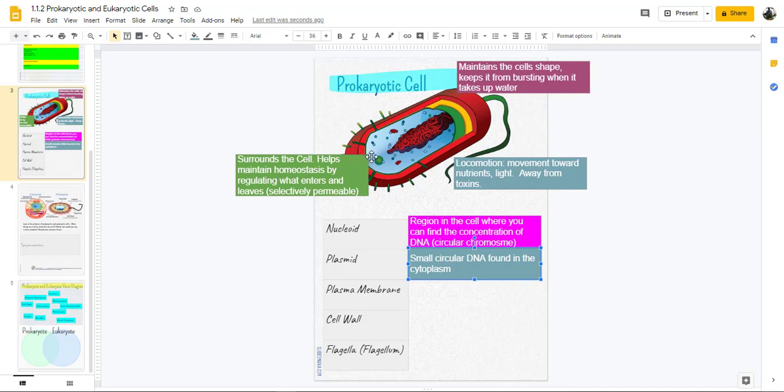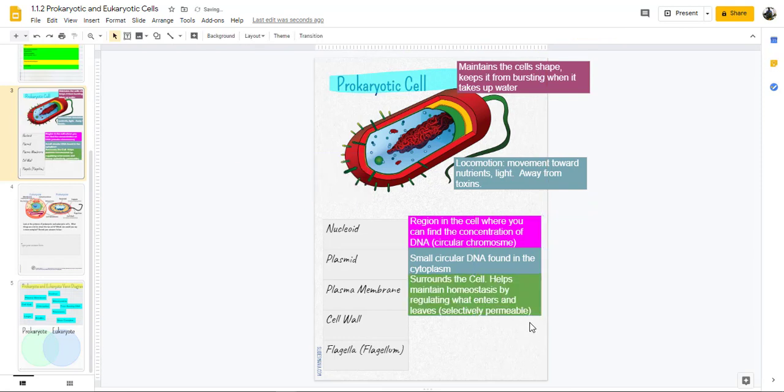So next, let's talk about the surrounding of this cell and every cell. So no matter what, if it's a cell, it has a cell membrane or a plasma membrane. And that plasma membrane is selectively permeable. It helps regulate what enters and leaves the cell. And prokaryotes have those too. Bacteria have those as well.